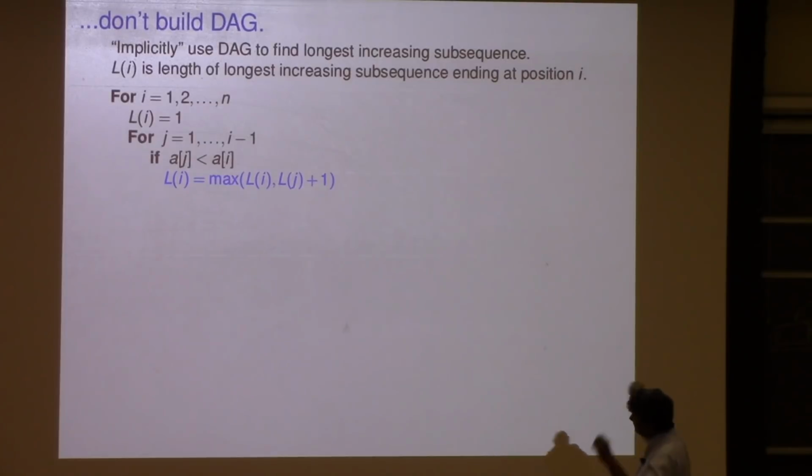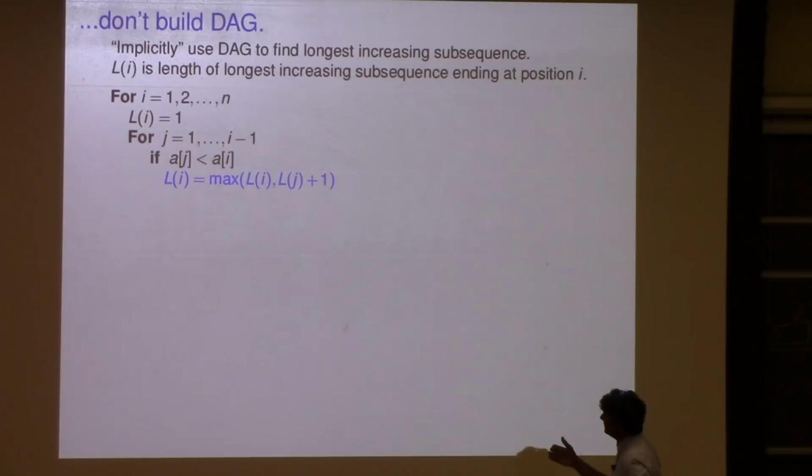Okay? And now, for all the previous guys, I look and see if A sub j is less than A sub I. That's testing if this arc is there. And if so, I can add myself to the end of that longest subsequence. So that's what this particular instruction is doing.